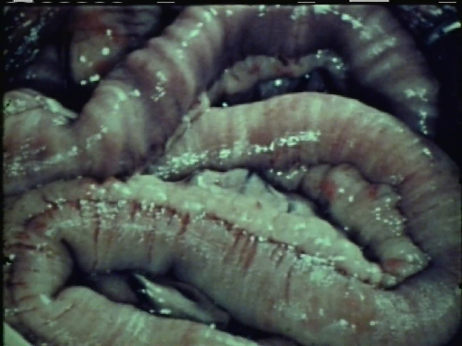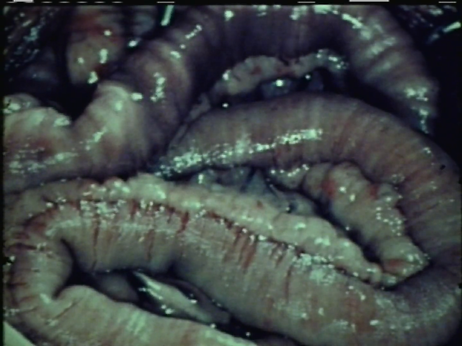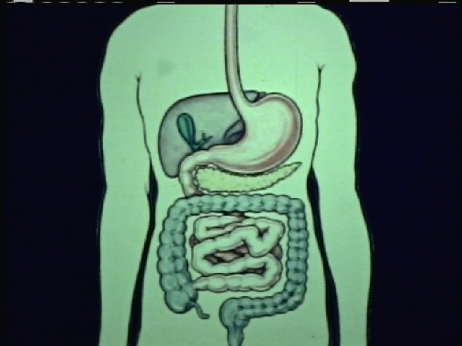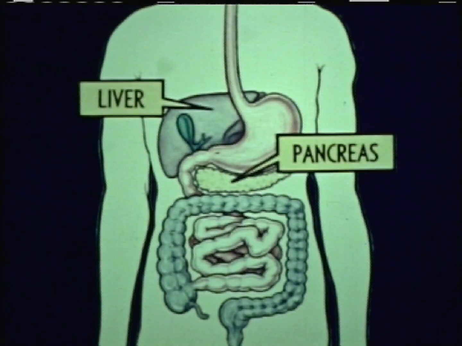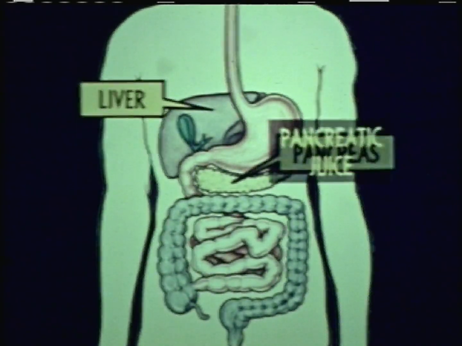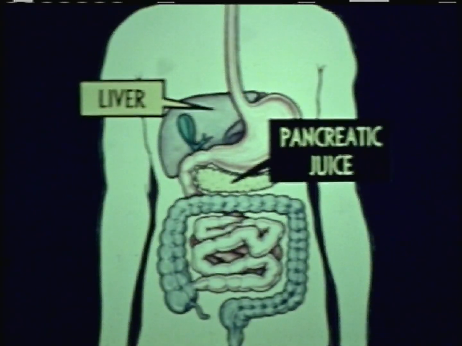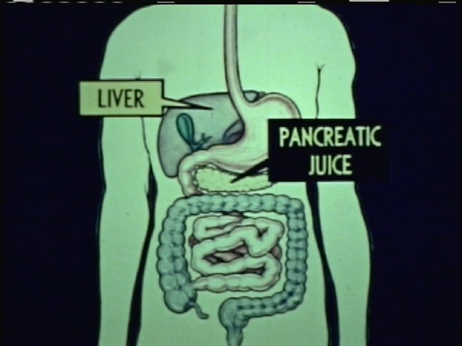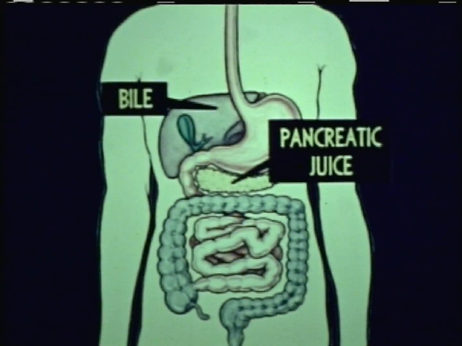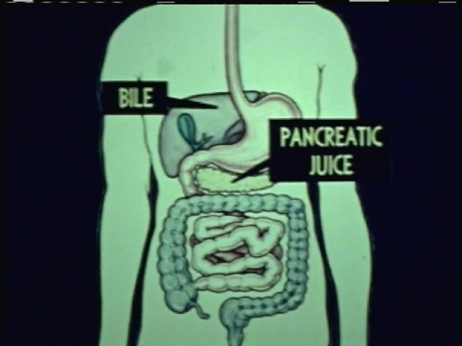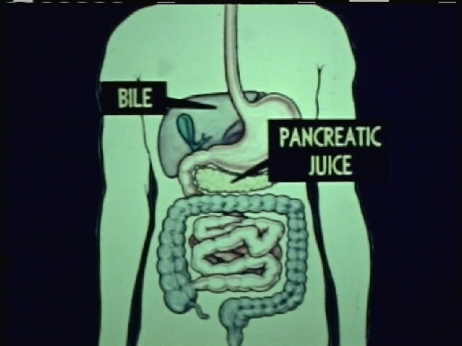In the small intestine, the chyme is acted upon by 3 more digestive secretions. 2 of these digestive secretions come from the pancreas and the liver. The pancreas secretes pancreatic juice, which breaks down complex carbohydrates, proteins, and fats into simpler food materials. The liver secretes bile, which mostly aids in breaking down fats into simpler food materials.